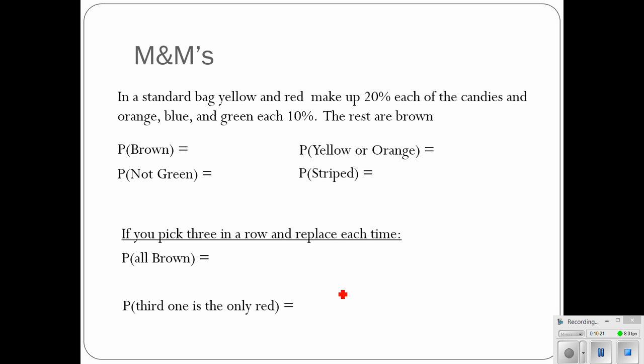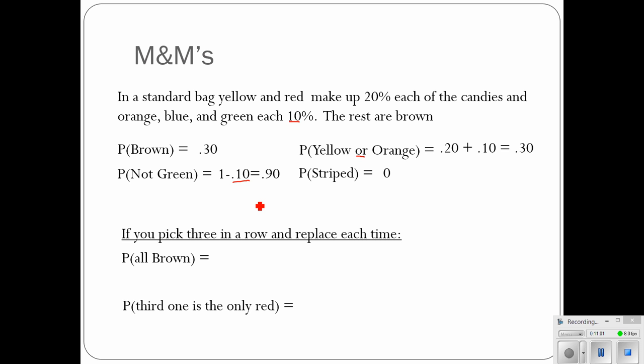So quick example, in a standard bag, yellow and red make up 20% of the candies, and orange, blue, and green 10% each, just to keep it simple, and then everything else is brown. So if we think about this, the probability we get a brown, well, add up, so 20% yellow, 20% red, that's 40%, and then 10, 20, 30 more for orange, blue, and green, so that leaves 30% for brown. The probability of yellow or orange, there's the word or, so you're just going to add those up, 20 plus 10. Not green would be 1 minus the probability of green, so since green is 10%, we use the complement rule, 1 minus 0.10. And then the probability of stripe, there are none.